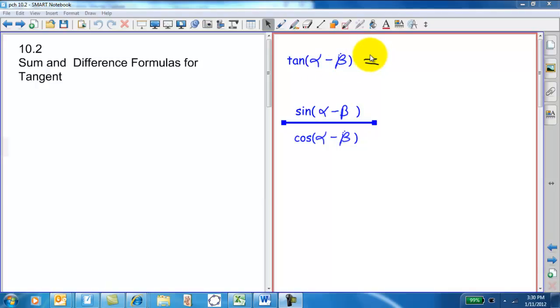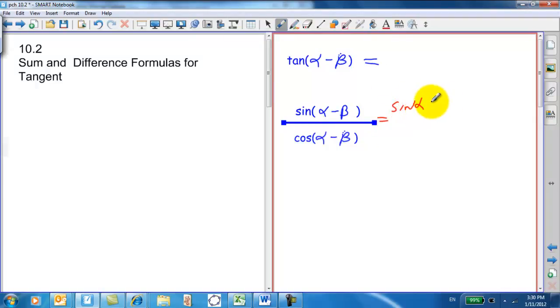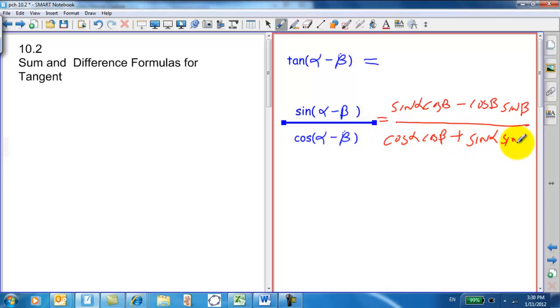Again, you can't just distribute tangent over subtraction. So let's derive the formula first by looking at what we did with sine and cosine of alpha minus beta from the last section. Sine of alpha minus beta is sine alpha cosine beta minus cosine alpha sine beta, all over cosine of alpha minus beta, which is cosine alpha cosine beta plus sine alpha sine beta.